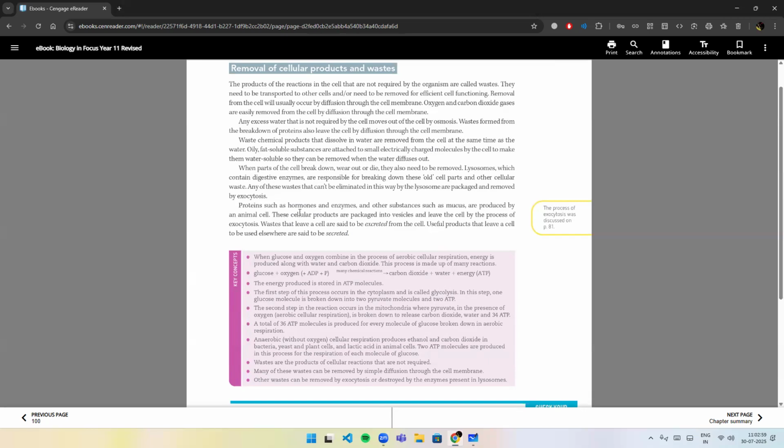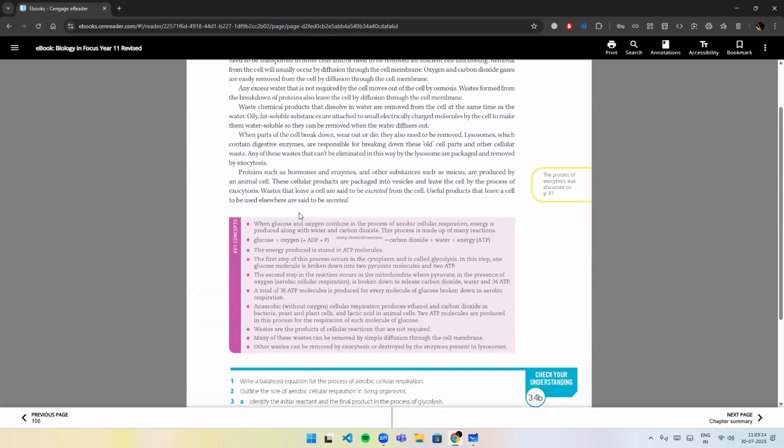Waste formed from the breakdown of proteins also leaves the cell by diffusion through the cell membrane. Waste chemical products that dissolve in water are removed from the cell at the same time as the water. Oily, fat-soluble substances are attached to small electrically charged molecules by the cell to make them water-soluble so that they can be removed when the water diffuses out.